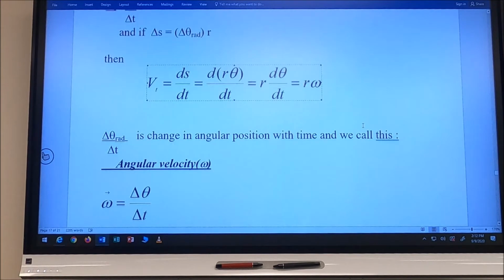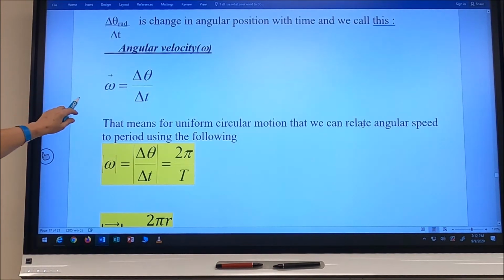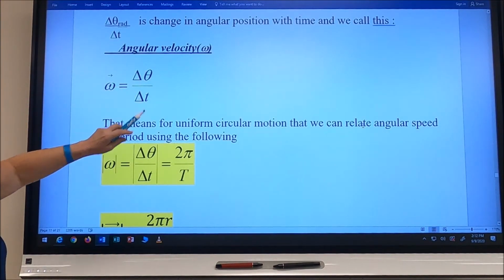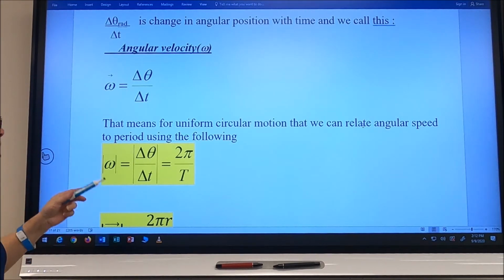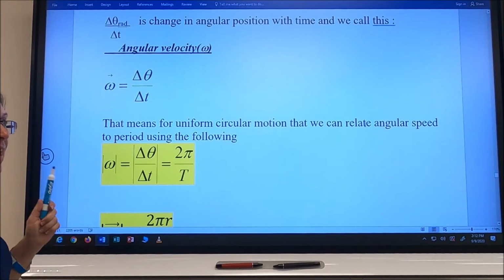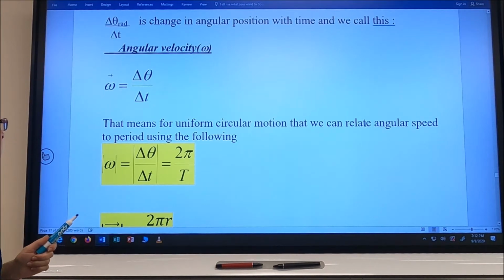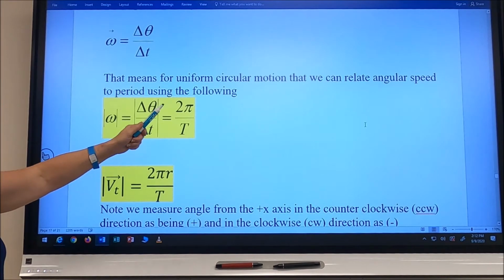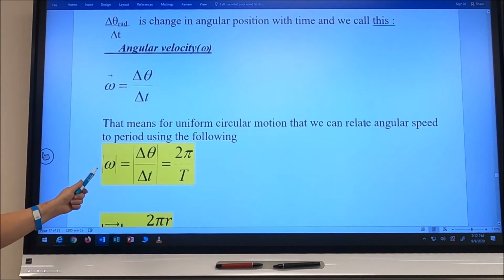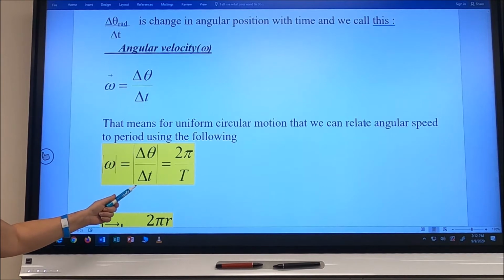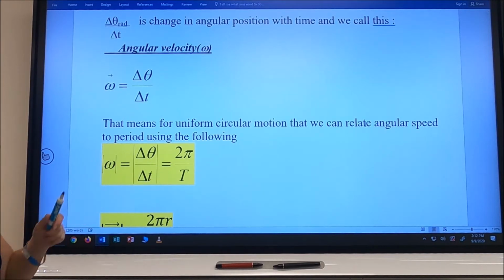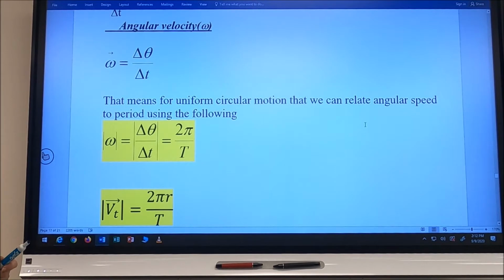Okay, scroll down for me. So angular velocity is equal to delta theta over delta T. And because we're dealing with uniform circular motion, omega, like V sub T, is going to have a constant magnitude. Okay? This means that for uniform circular motion, we can say that the magnitude of omega, the angular speed, delta theta over delta T, is equal to 2 pi over the period.